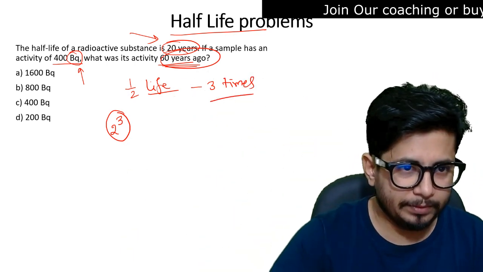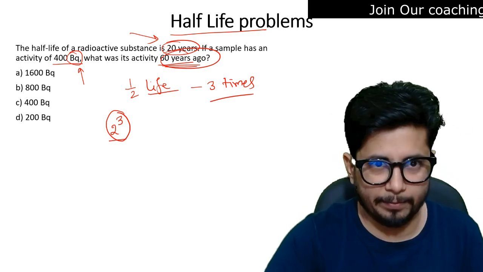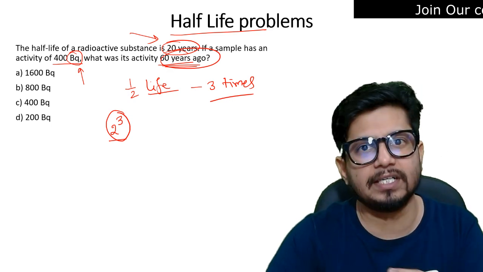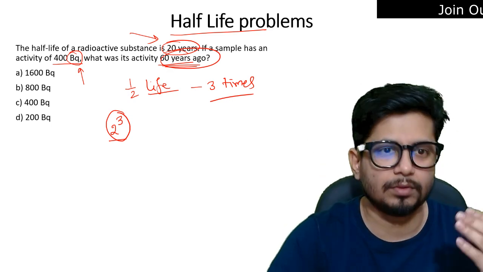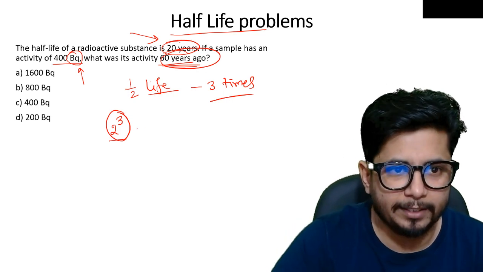So we can count it with the formula 2 to the power n. N means the number of times. So here, how many times? 3 times, because 20 years is the half-life and 60 years is what we should calculate for. So if we divide 60 by 20, we get 3, and 2 to the power 3 is 8.